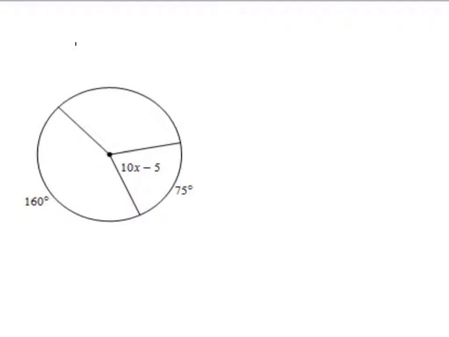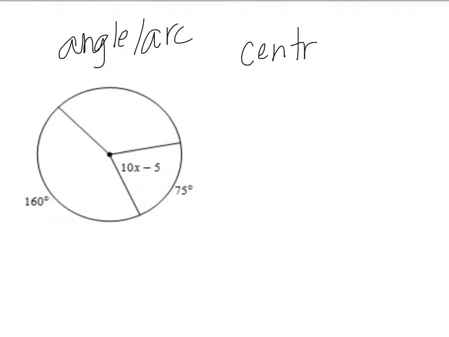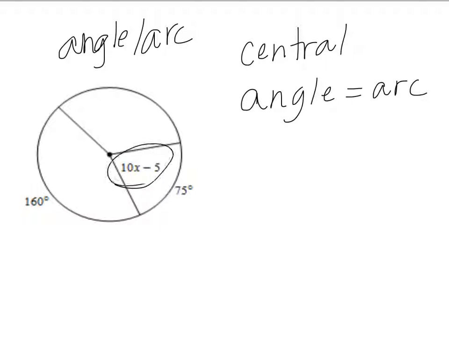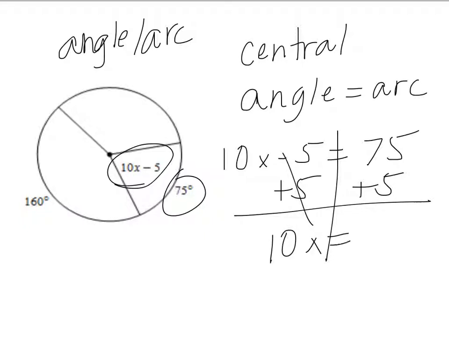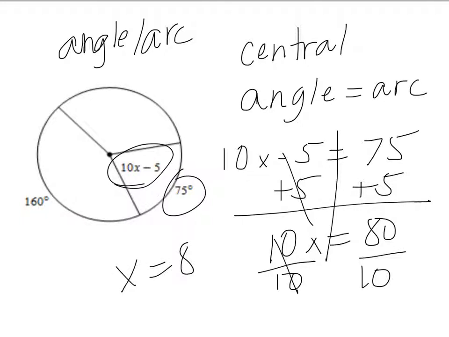Alright, here's another angle and arc problem. We're still not dealing with segments. And this one is a central angle. And for central angles, the angle is equal to the arc. They're the same. So here my angle is 10x minus 5, and my arc is 75. So now all I have to do is solve. I add 5 to both sides. So I get 10x equals 80. Divide by 10 to isolate the x. So x equals 8.